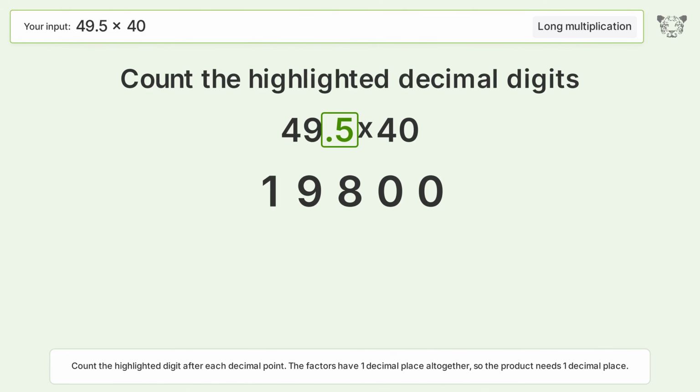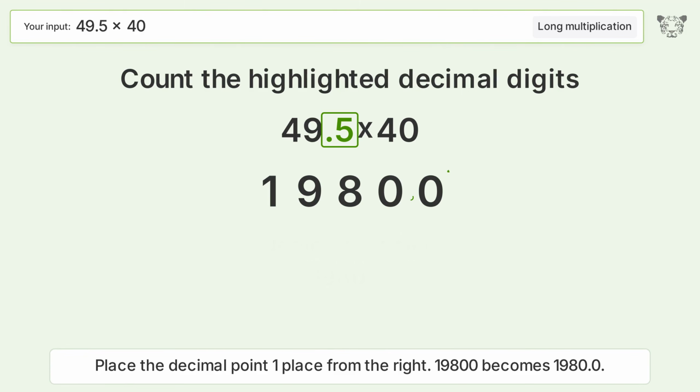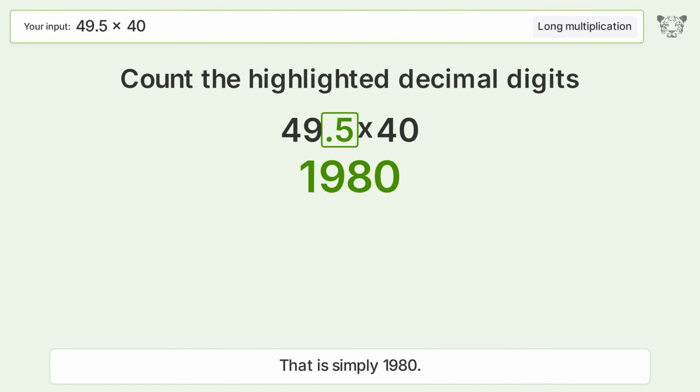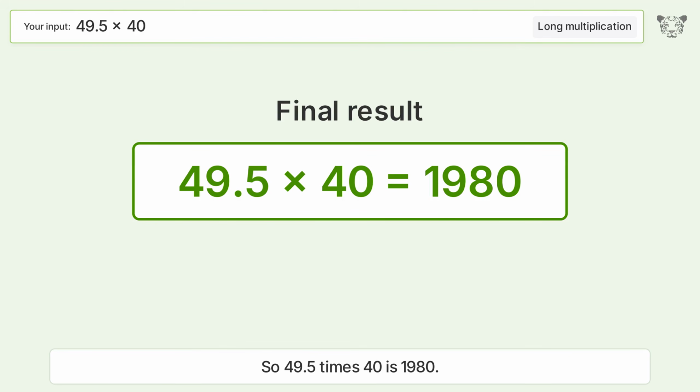Count the highlighted digit after each decimal point. The factors have one decimal place altogether, so the product needs one decimal place. Place the decimal point one place from the right. 19,800 becomes 1,980.0. That is simply 1980. So 49.5 times 40 is 1980.